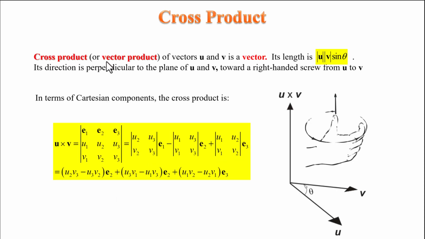The cross product of two vectors is a new vector. The length of the vector is |u||v| sine theta. The direction of the vector is perpendicular to the plane formed by u and v, and the direction is toward the right-handed screw from u to v. In terms of Cartesian components, the cross product can be defined this way in terms of determinant.